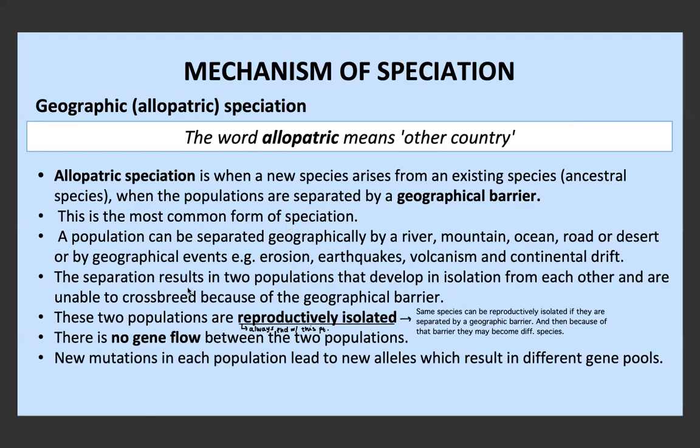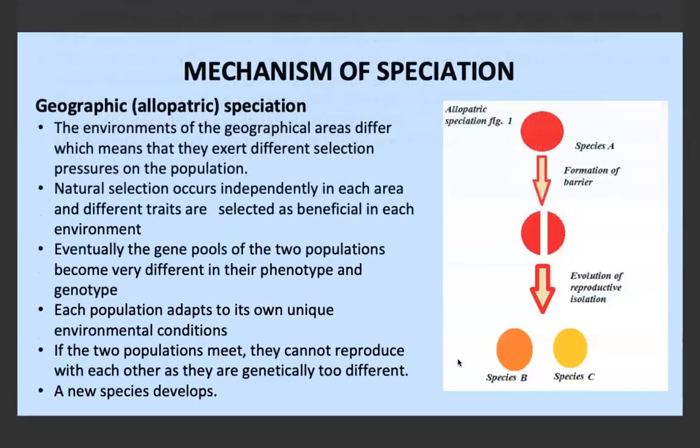There's no gene flow between the two populations, which of course means they're reproductively isolated, and they will then start to evolve independently from each other. The new mutations in each population will lead to new alleles, which results in different gene pools. One new allele or mutation in one population will not affect the other population because there's no gene flow between the two populations.